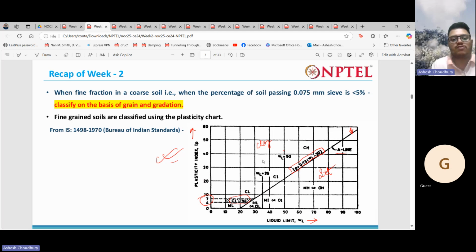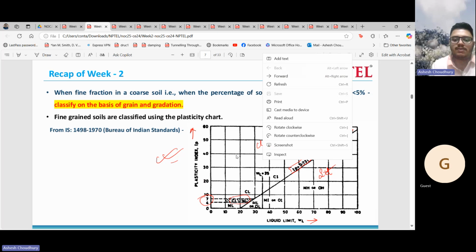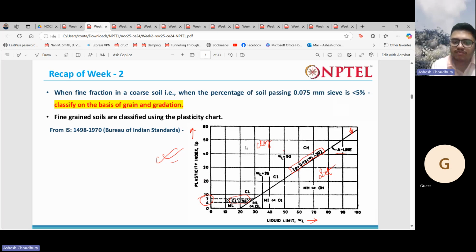Okay, and for fine grained soil we classify using the plasticity chart. This is the plasticity chart that we use to classify fine grained soil. For coarse grained soil we classify differently, and for fine grained soil it is different. So if it plots above the A line, it's clay, below the line, it's silt. This line is called the A line, and the equation of this A line is given. This axis is the plasticity index, and this side is the liquid limit.